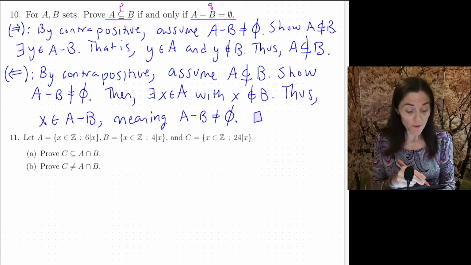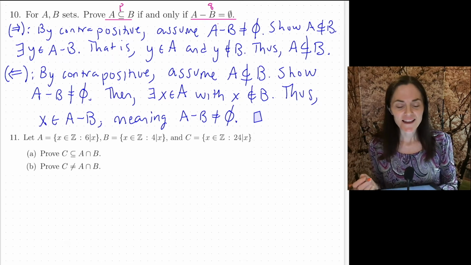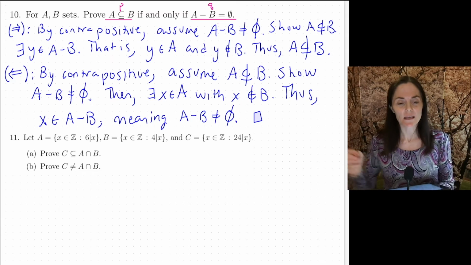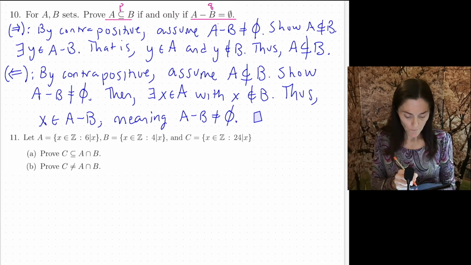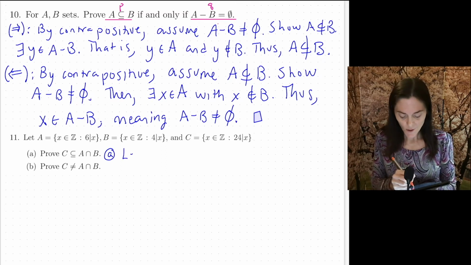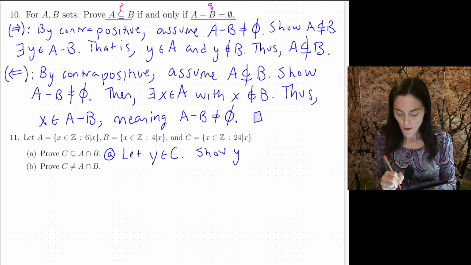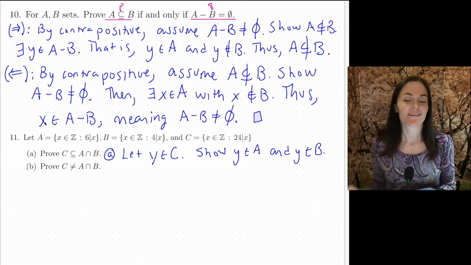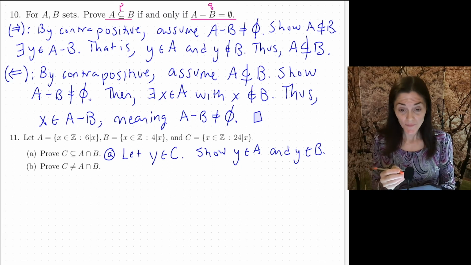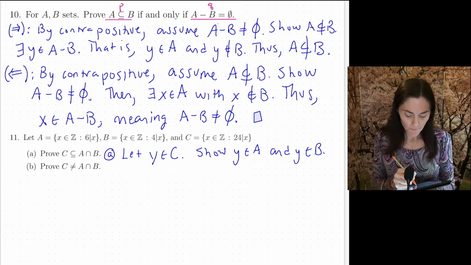Okay, now for number 11. We have another set-theoretic proof. First of all, we have sets A, B, and C. Part A, we want to prove that C is a subset of A intersect B. So let's let, say, Y be an element of C. We need to show that Y is in A and Y is in B. And then we can conclude Y is in the intersection, A intersect B. Well, let's use the definition.